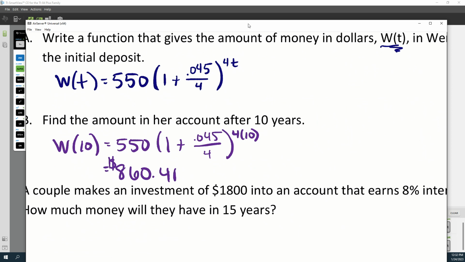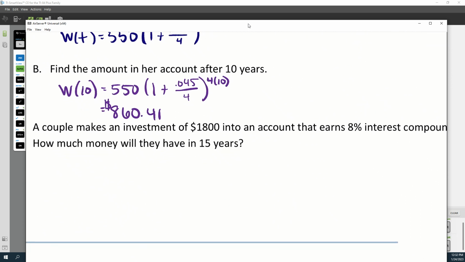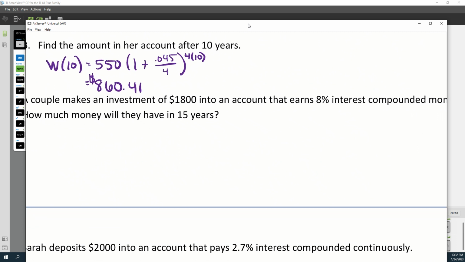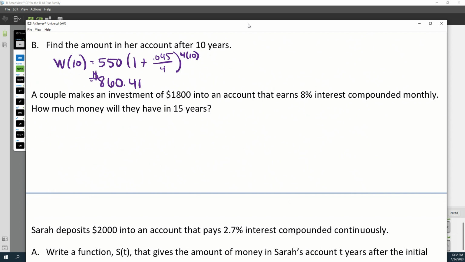So let's do one more of these, then we'll talk about the other type of compounding. On example 2, a couple makes an investment of $1,800 into an account that earns 8% interest, which is crazy high, compounded monthly. How much money will they have in 15 years?